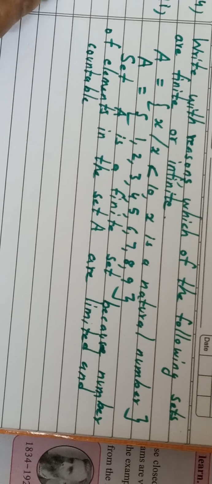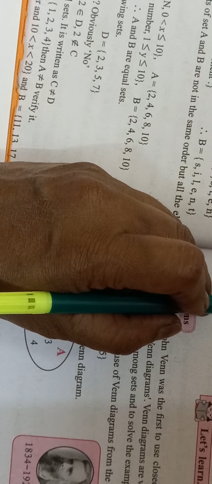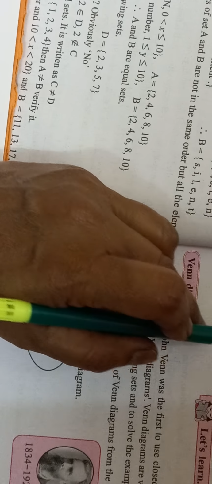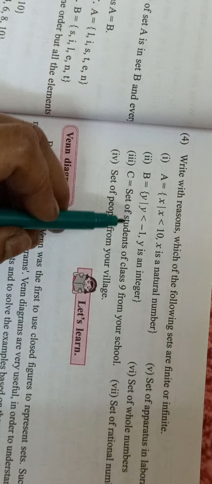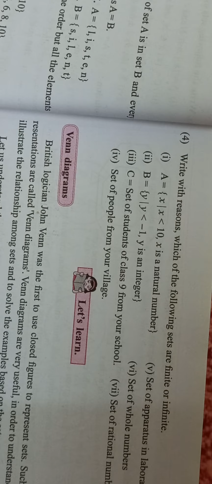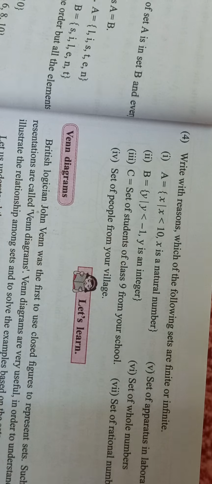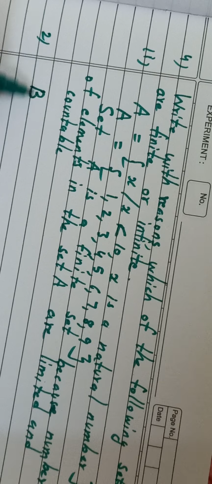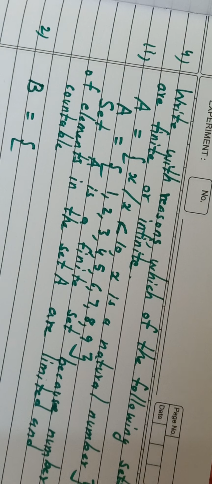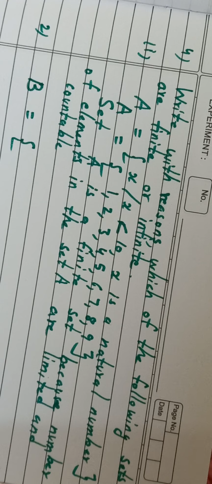Now second one is given, B. Set B is a set of all y such that y is less than minus 1 and y is an integer. Now y is less than minus 1 means what value will y take? So will y take the value 1, 2, 3, 4, 5? No, it cannot take the value of positive integers. And y is an integer, that also you should know. So what value will y take? See, y is less than minus 1. So which numbers are less than minus 1? That also you should know.